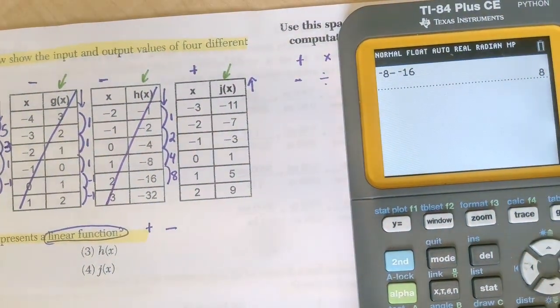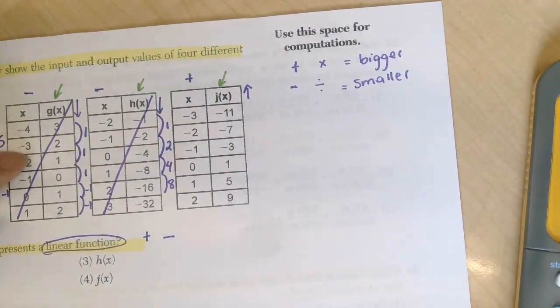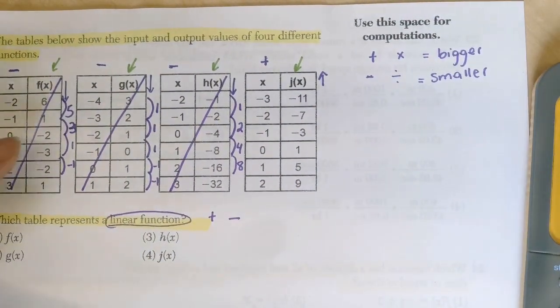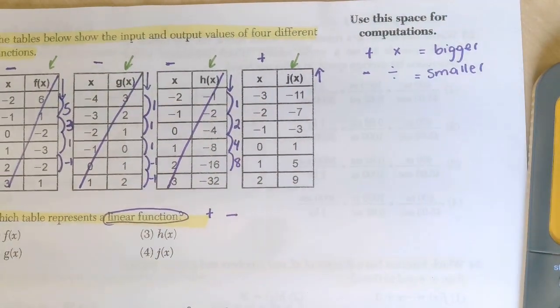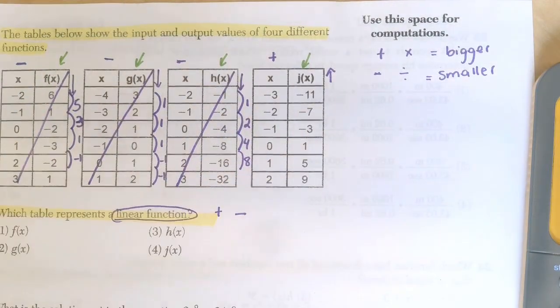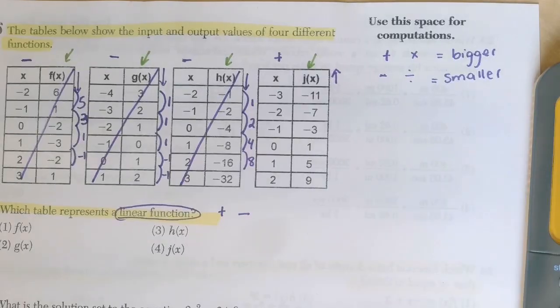Now, we only have 4 answer choices: F, G, H, or J. We realize that we eliminated these 3 because of our calculation, and we're left with this one, which we could say is our answer, but let us double check.